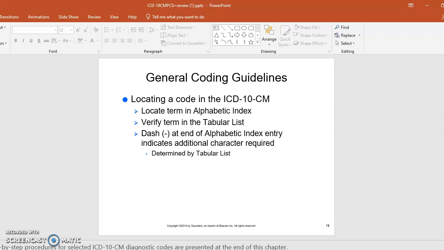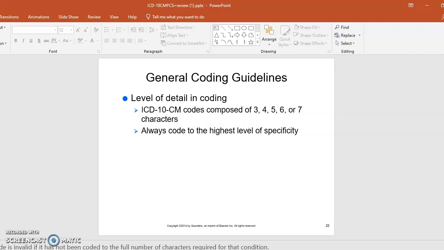General coding guidelines: you're going to locate that term in the alphabetic index. You're going to verify it. Remember, you always have to use the tabular. And then if there's a dash at the end in the alpha, that means we have more characters. So keep that in mind. Again, your ICD-10 codes can be 3 characters, and they can go all the way up to 7. Go as far as you can go, because if you don't, it's going to come back and somebody's going to have to go ahead and redo that claim.